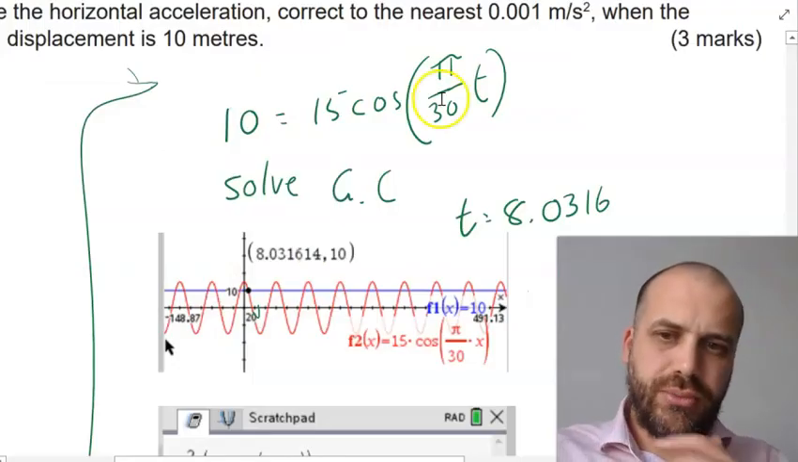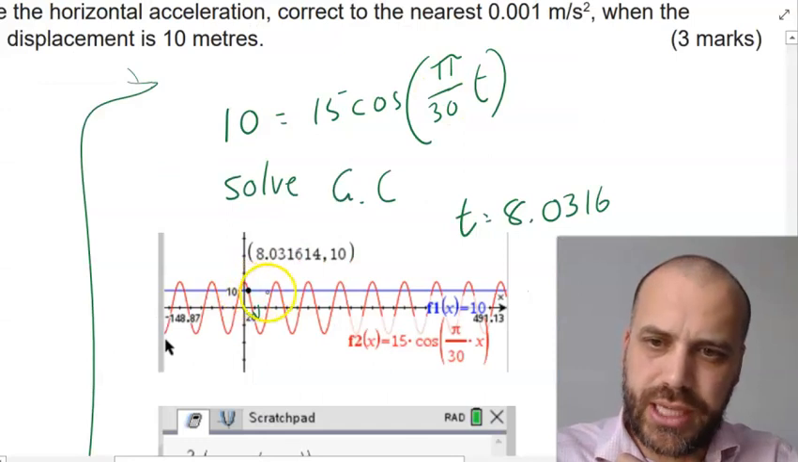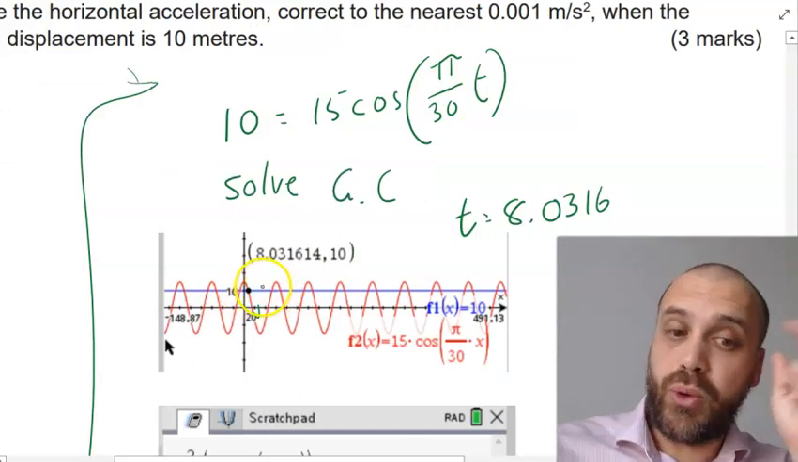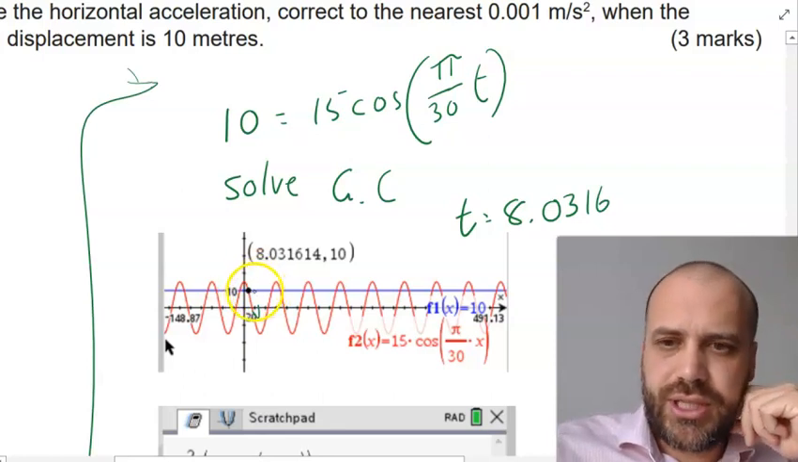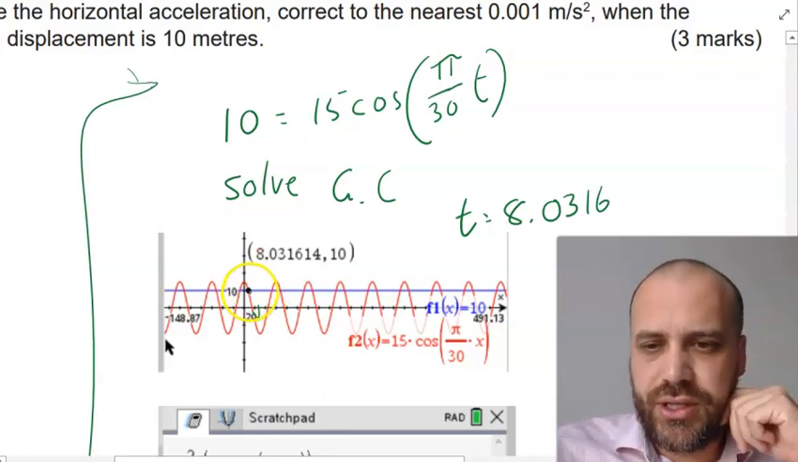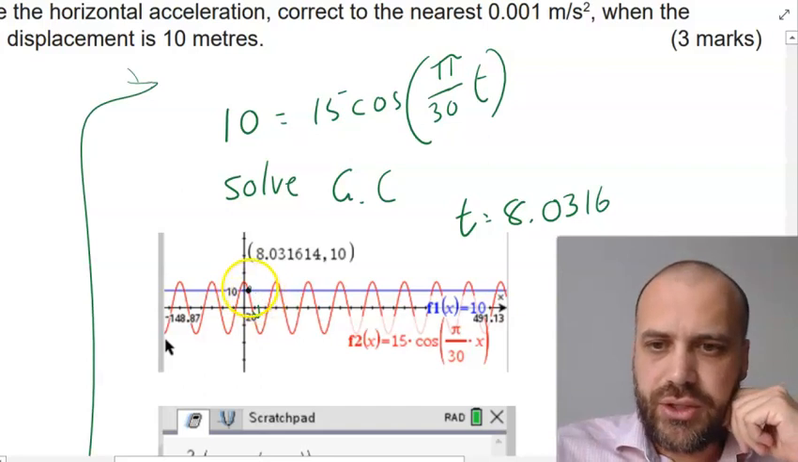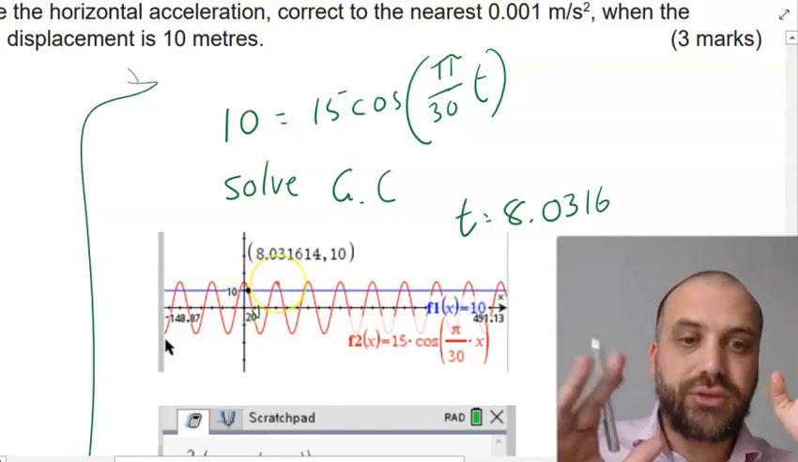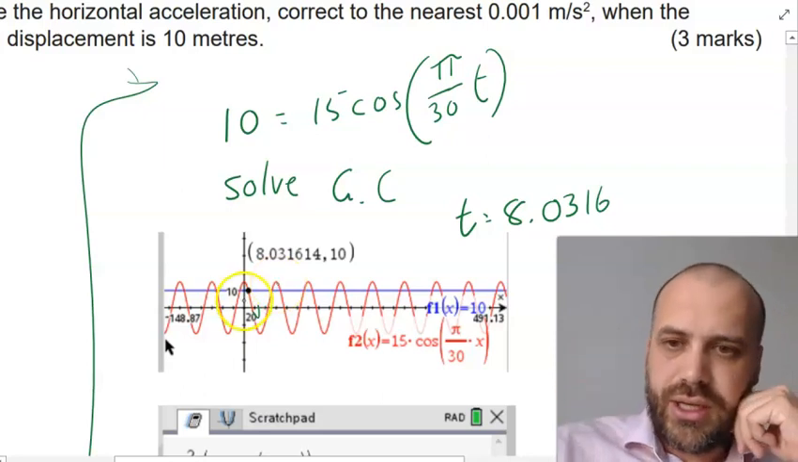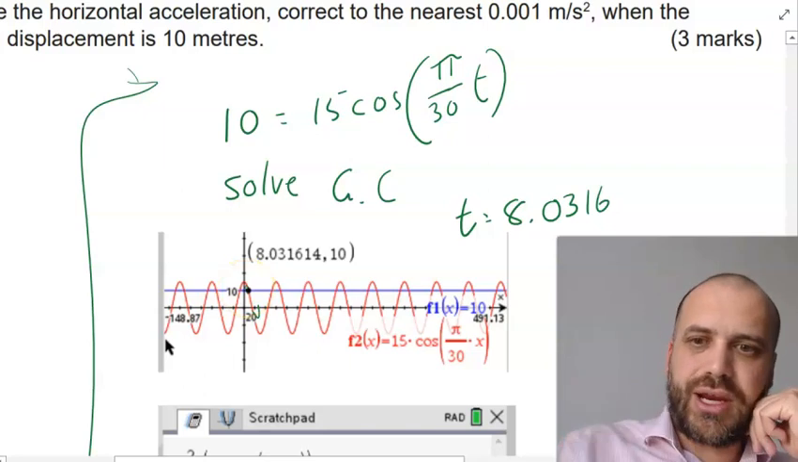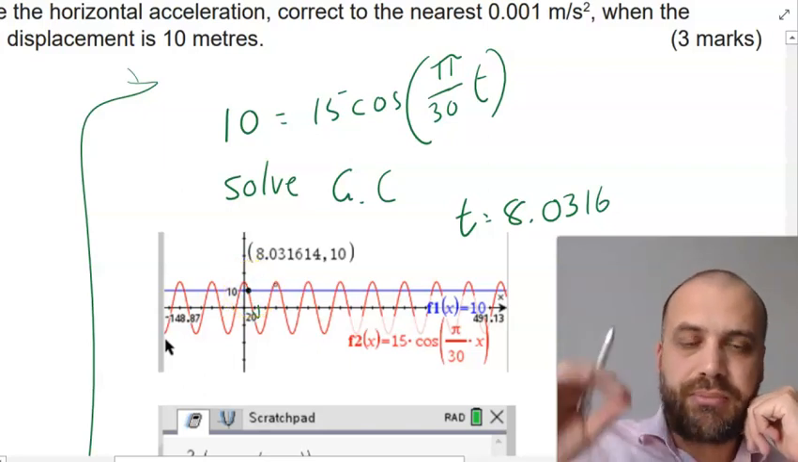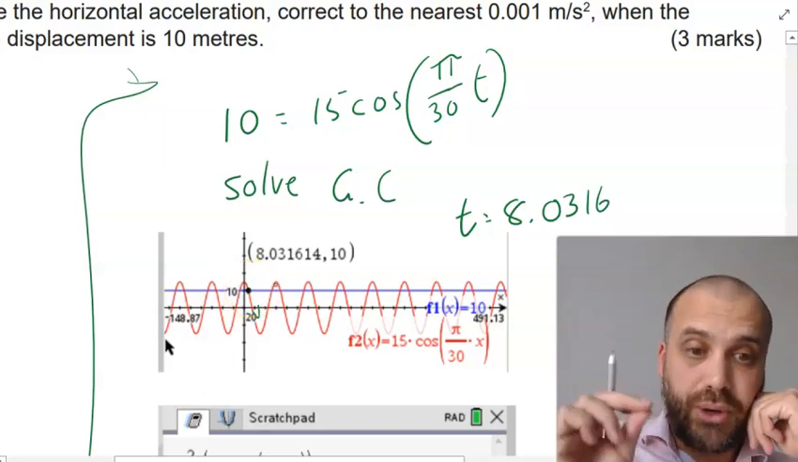Now, it's at this stage that you might be confused about why I'm choosing this point as opposed to this point, and you might be thinking, won't it matter about the acceleration? I invite you to test this out for yourself. If you find the second derivative and graph that, you'll find that at this time here and this time here, the object is moving in different directions, but it's accelerating by the same amount and in the same direction both times.